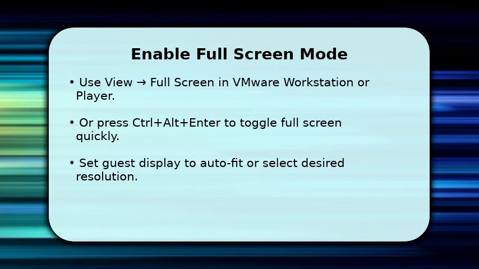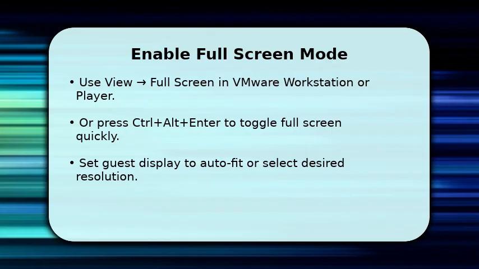You now execute the full screen command. Choose View then Full Screen, or press Ctrl plus Alt plus Enter to toggle immediately. Why this matters? VMware's full screen maps the host display to the guest only when tools and autofit are active.